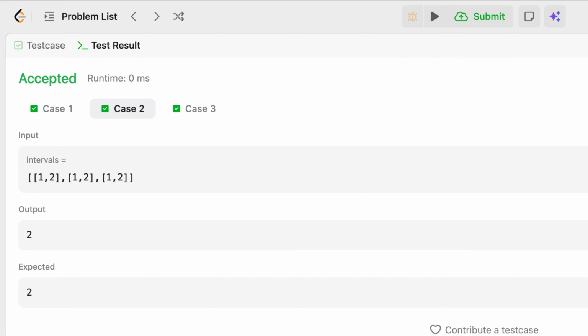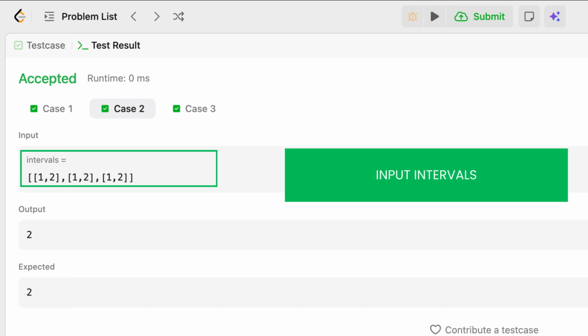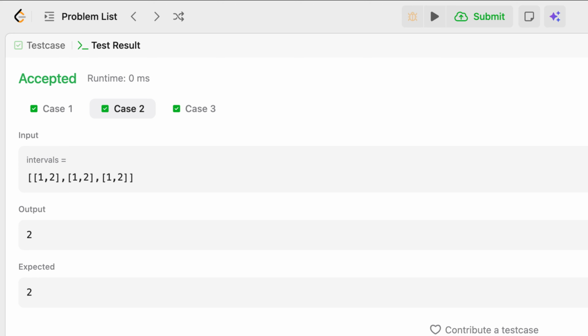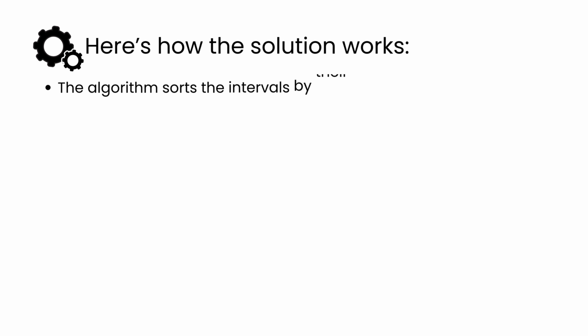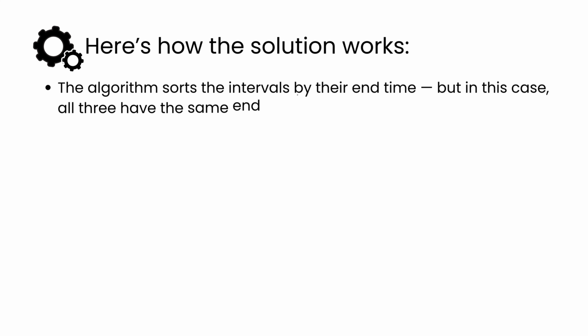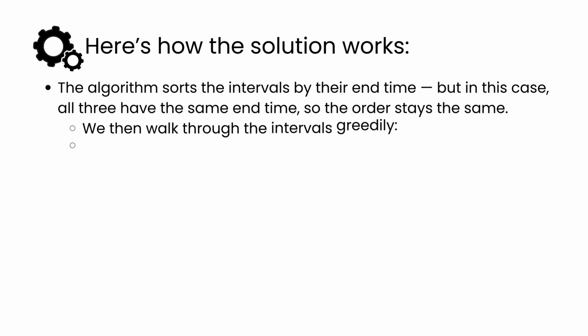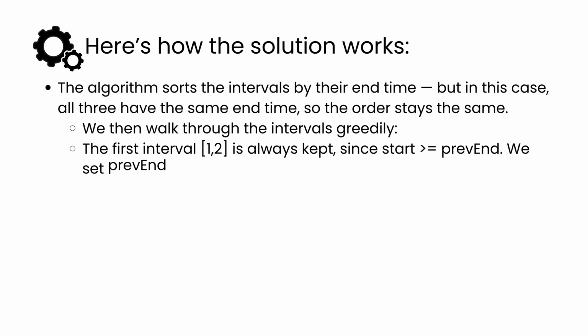Solution 2. Test case 2. Let's test our function using this input: [1,2], [1,2], [1,2]. These intervals represent 3 events that all start at 1 and end at 2, meaning every interval completely overlaps with the others. Here's why the solution works. The algorithm sorts the intervals by their end time, but in this case, all 3 have the same end time, so the order stays the same.